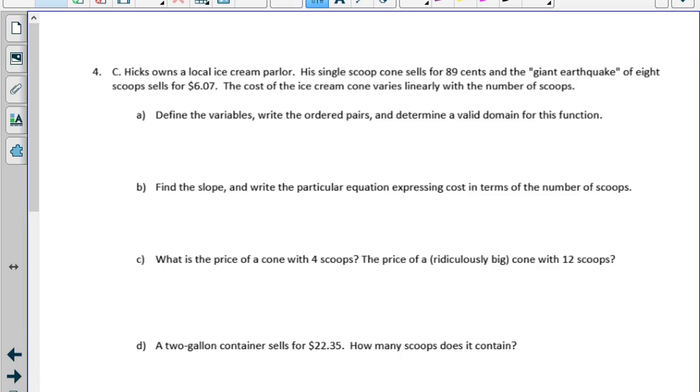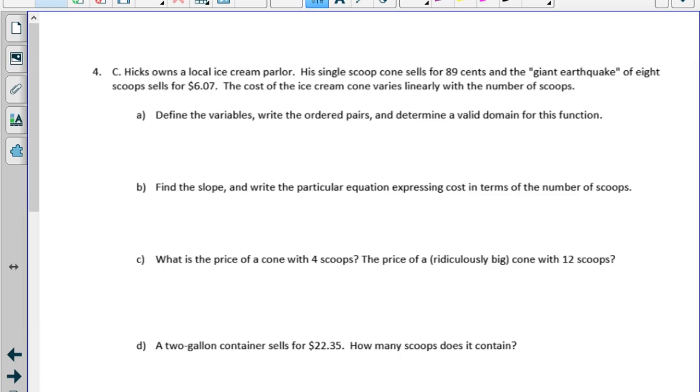C. Hicks owns a local ice cream parlor. His single scoop cone sells for 89 cents, and the giant earthquake of 8 scoops sells for $6.07. The cost of ice cream varies linearly. And so when something varies linearly, that means that we're going to have a straight line. Okay, so define the variables, write the ordered pairs, determine a valid domain for this function.